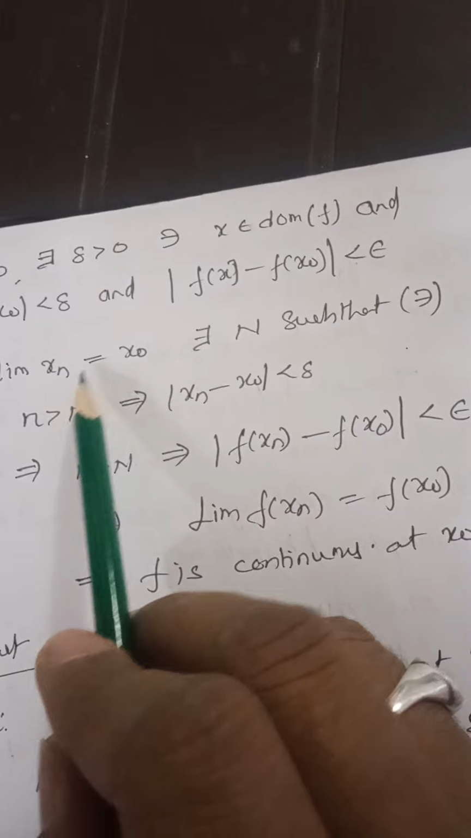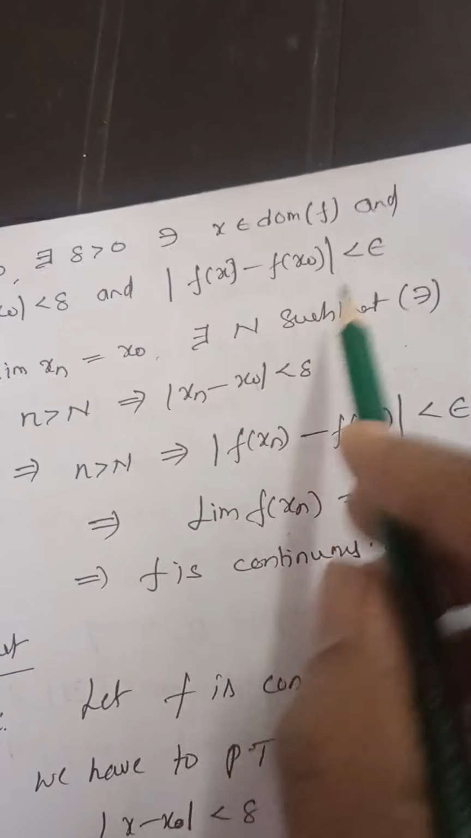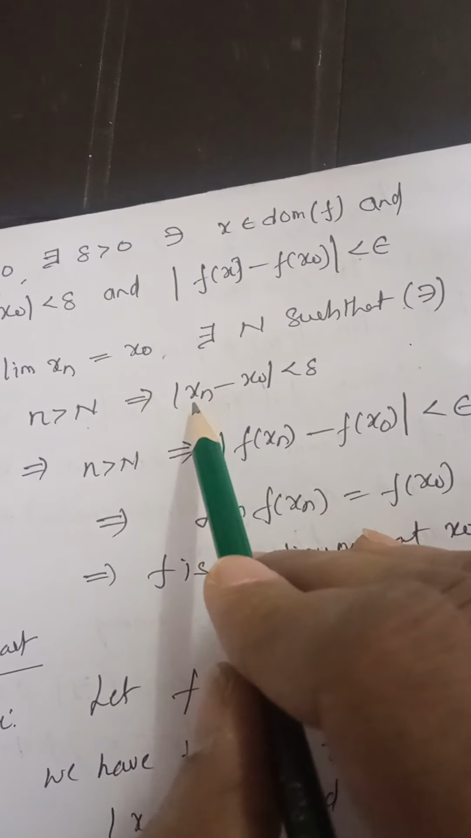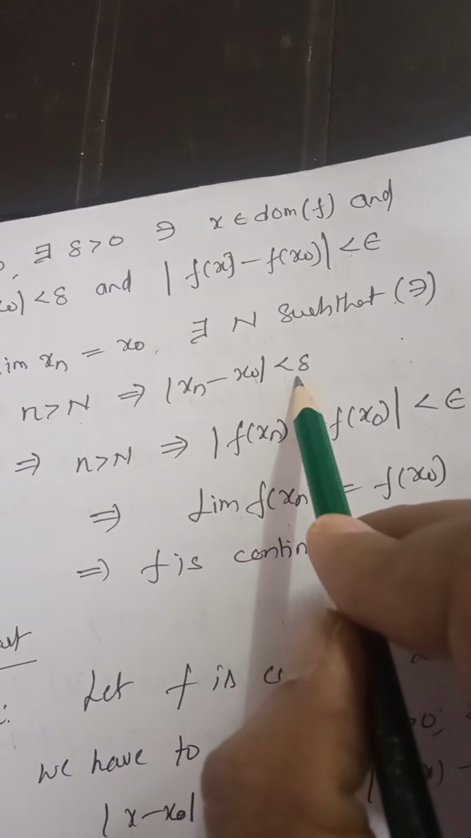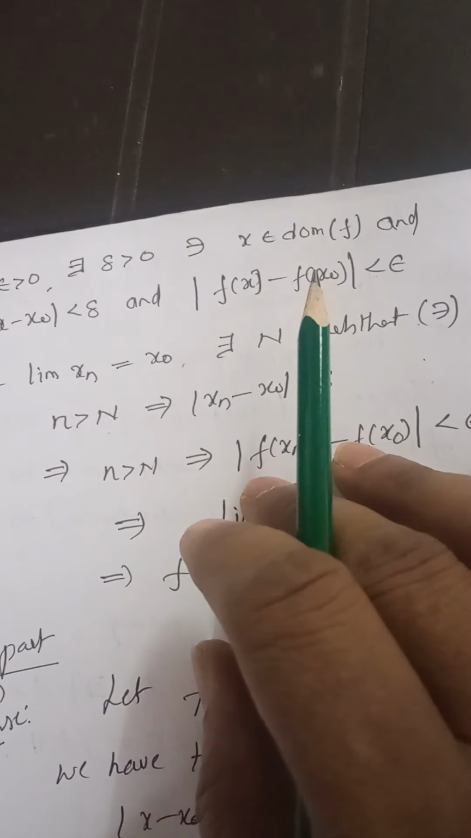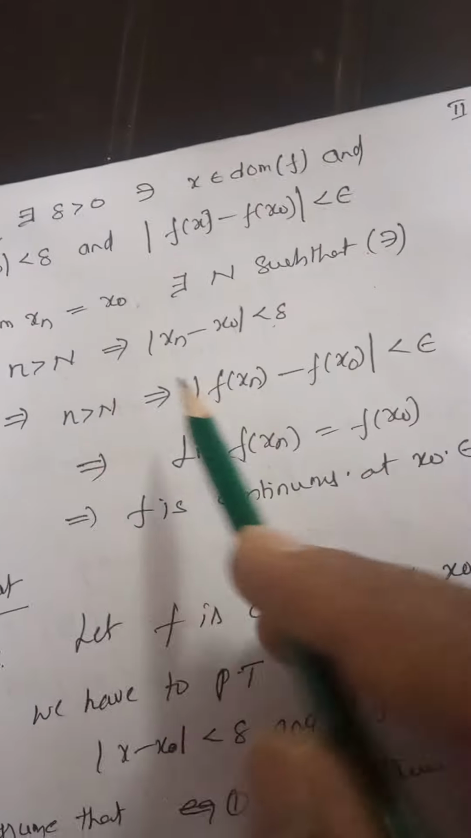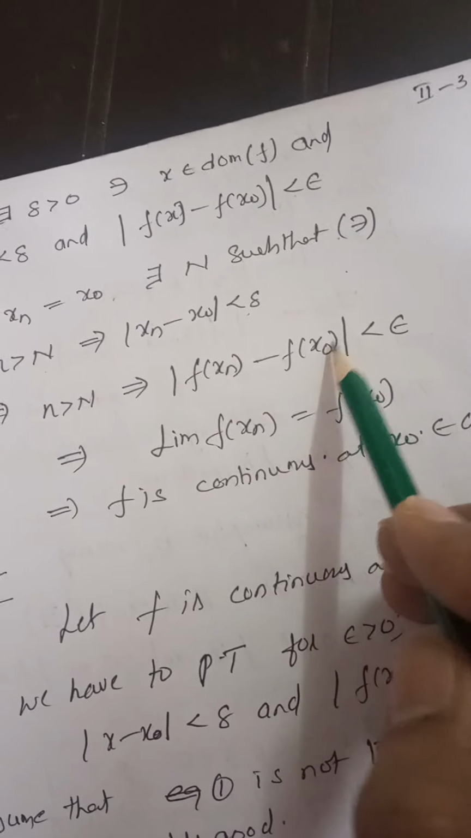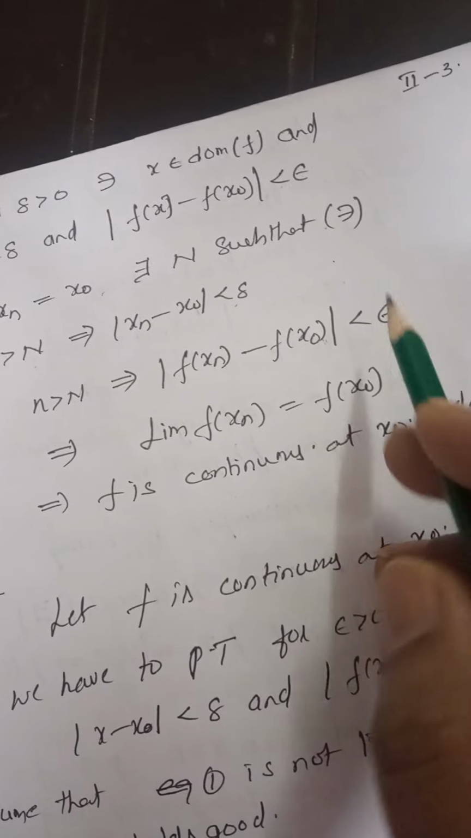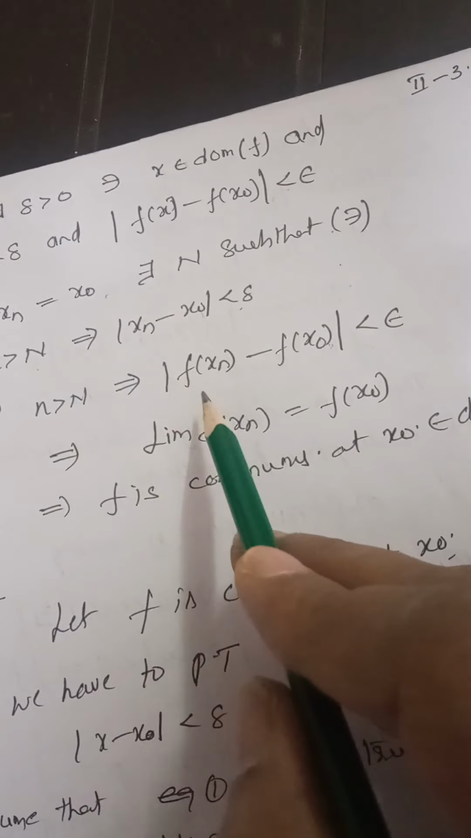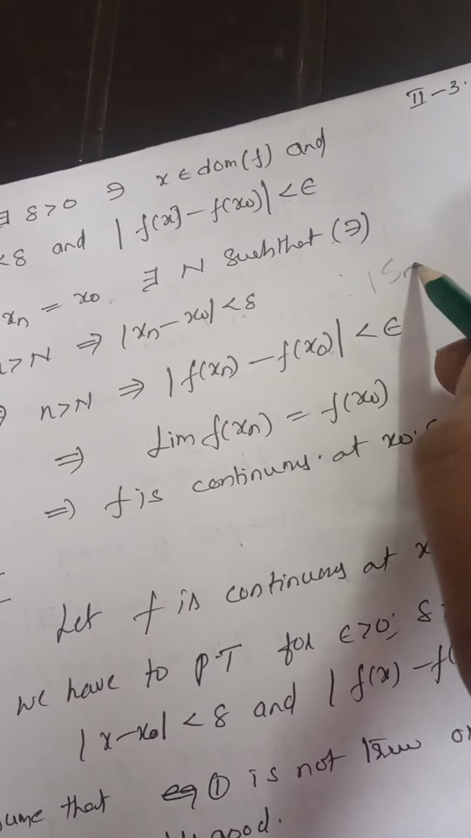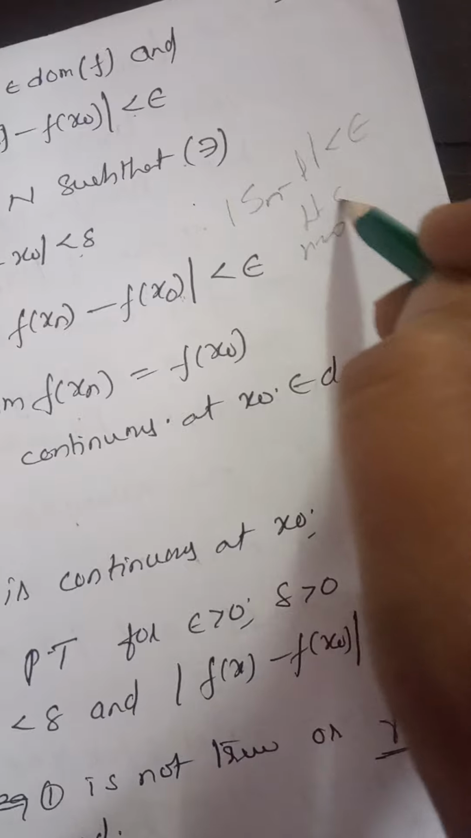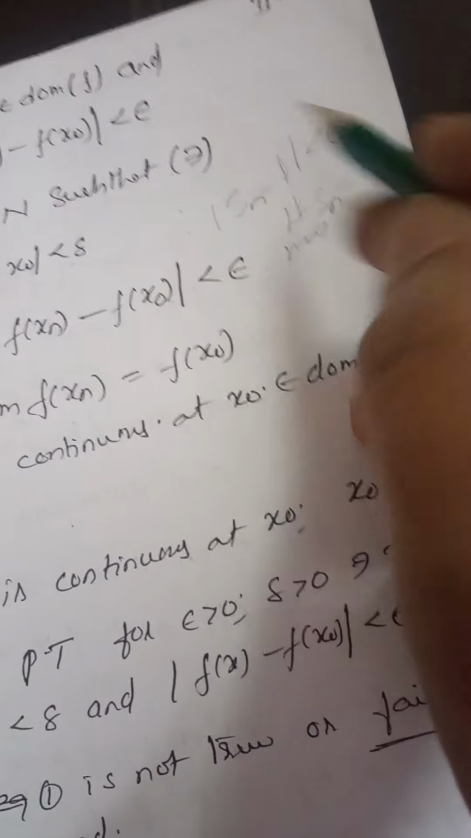Since limit xn is equal to x naught, there exists capital N such that for small n greater than capital N, mod of xn minus x naught less than delta. Right, we are using the convergence definition, and for n greater than capital N, mod of f of xn minus f of x naught less than epsilon. Now, what does it mean if I get this condition? Say mod of Sn minus L less than epsilon means limit as n tends to infinity, Sn is equal to L, no? Right, from unit 1.